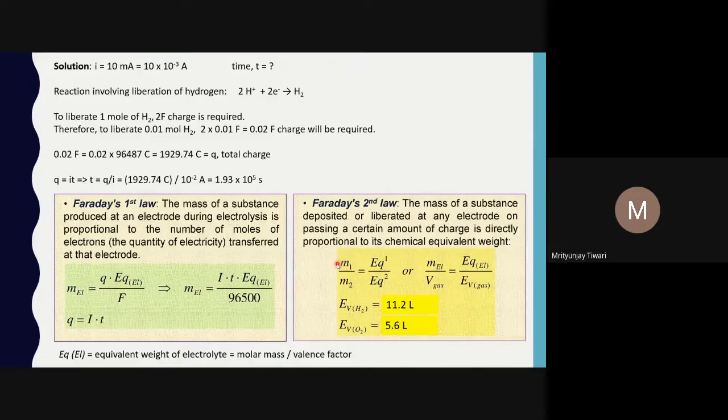So their mass will also, we know the mass is proportional to the number of moles, and the number of moles is proportional to the number of equivalents, because the number of equivalents times a certain integer factor is the number of moles. So mass is directly proportional to the equivalent weight. Thus if you use the same amount of electricity for two different metals, m1 divided by m2 will be equal to the equivalent weight of the first metal divided by the equivalent weight of the second metal.